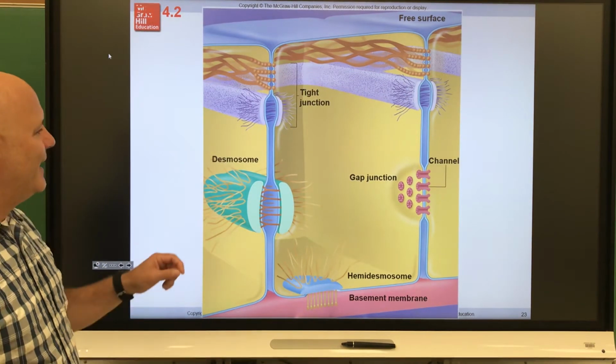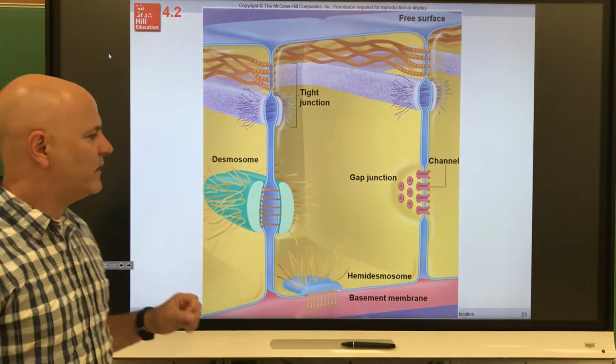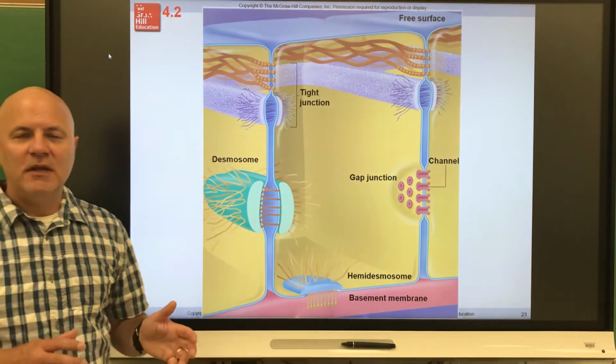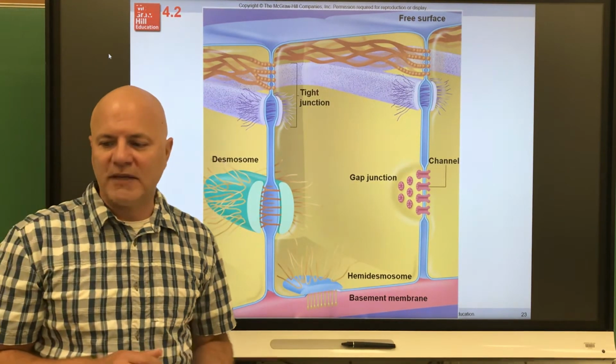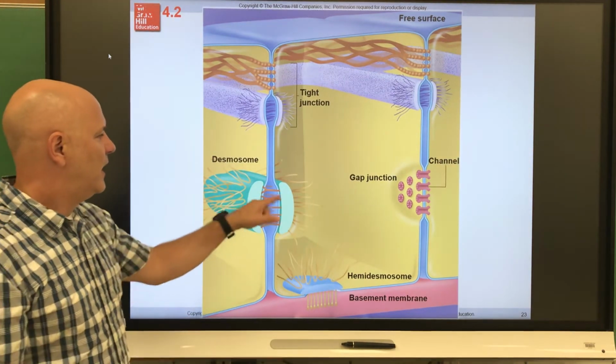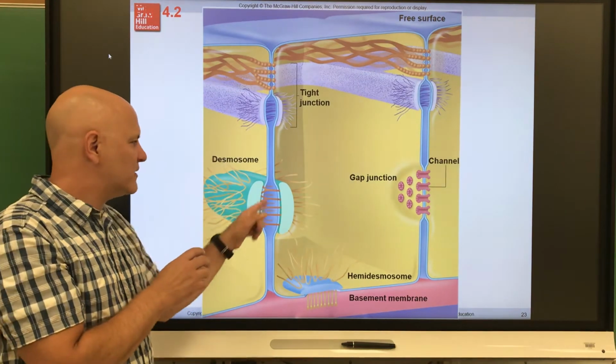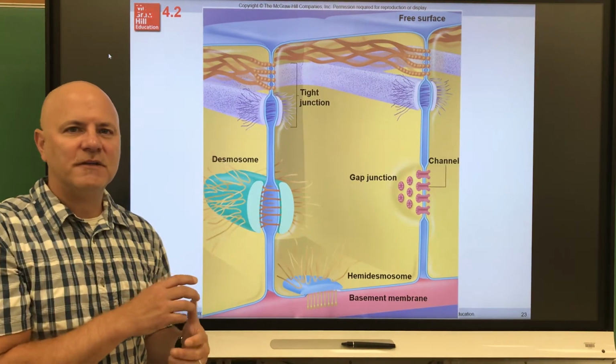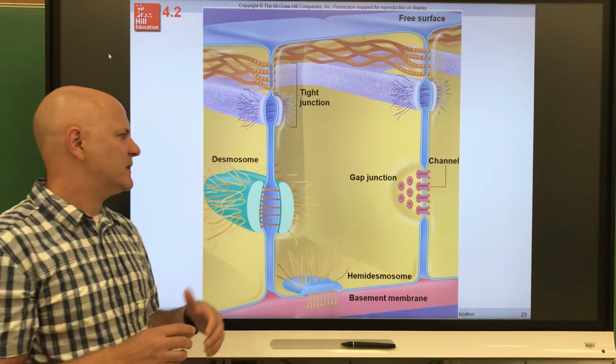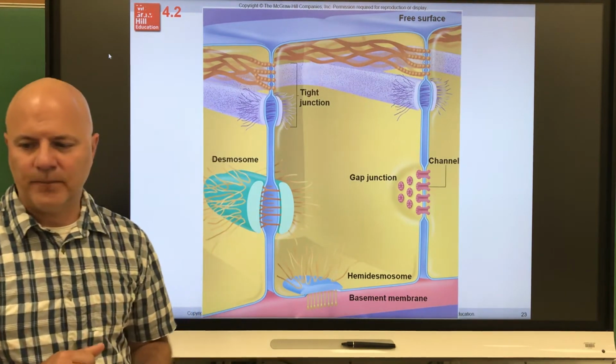All right. Next are desmosomes. You see a desmosome right there. So desmosomes, this is a cell junction composed of thickened plasma membranes that are joined by filaments. And these are really going to hold those cells together, but it doesn't prevent substances from moving in between the cells. These are going to hold cardiac muscle cells together. They're also going to hold skin cells together.